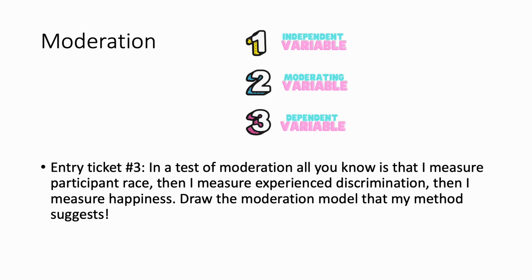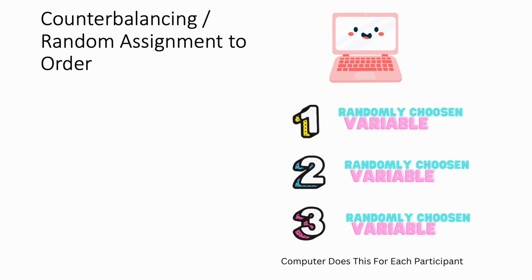Now you have to go back and look at how we draw a moderation model with the arrows. Now stop this video and get that one correct. Now, I like to complicate things. If you really do not have any idea what the IV, DV, and moderator are, you don't have to choose if you randomly choose the order participants complete the 3 questions.